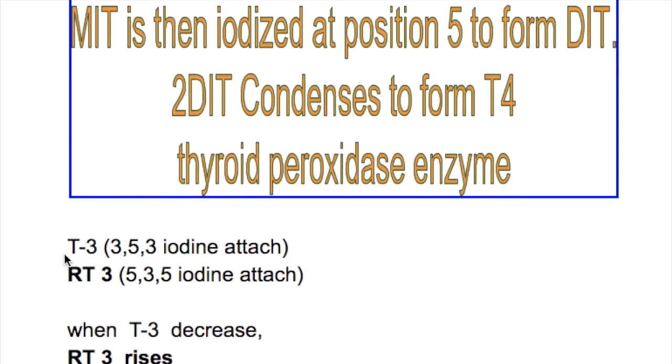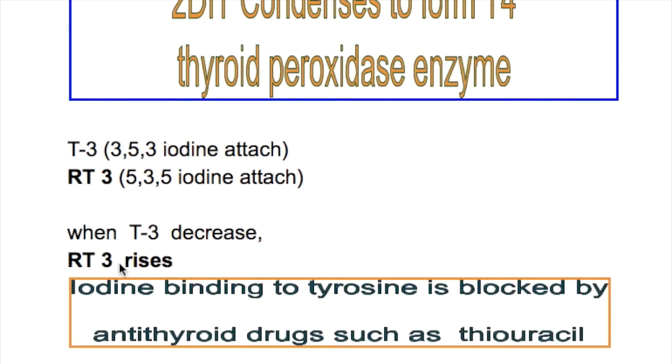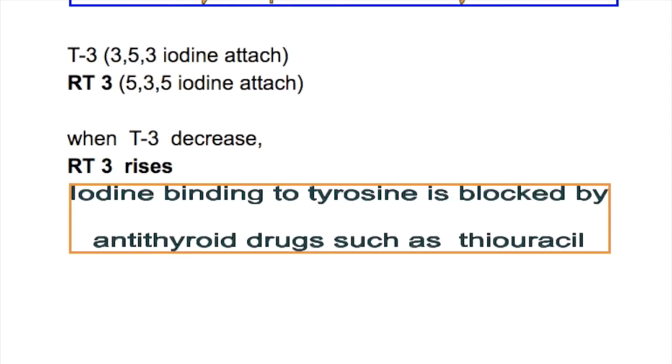So what's the difference between T3 and RT3 or reverse T3? RT3 structure is 5-3-5, where iodine is attached to the tyrosine, instead of the 3-5-3 position where it's attached in T3. RT3 is an inactive form of T3, and it occupies the site of T3. When T3 decreases, RT3 rises. Which drug inhibits the tyrosine binding to iodine? Iodine binding to tyrosine is blocked by anti-thyroid drugs such as thiouracil.